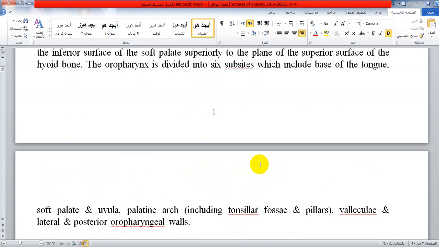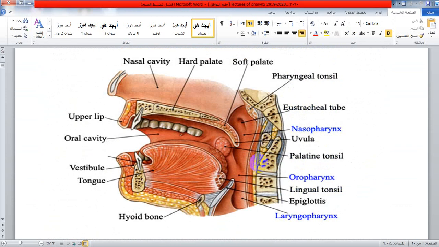When we return back to the picture, this is the nasopharynx. The choanae we cannot see because of this wall. This is the vault of the soft palate. This is the Eustachian tube. This is the adenoid. This is the wall. This is the posterior wall. So from here, above the oropharynx is the nasopharynx.